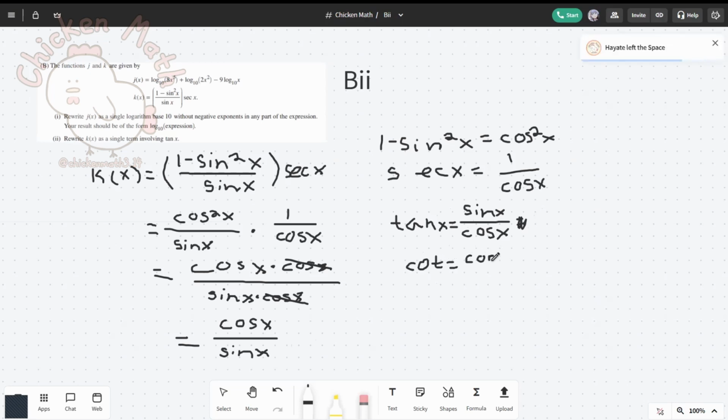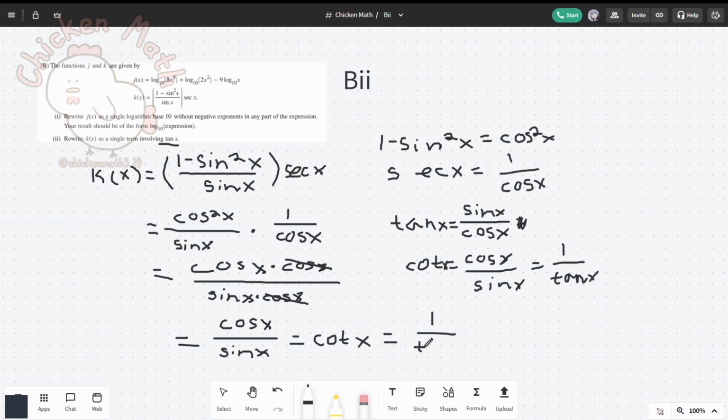Again, this is just for pointers. Cosine x over sine x. And that's what we have right here. So this is going to be cotangent x. All right. But we need our k of x term to involve tangent, but right here we have cotangent. Well, cotangent is just the reciprocal of tangent. 1 over tangent x. So if we just made this the reciprocal of tangent, we just get 1 over tangent x. So now k of x is a singular term. There's only one term, and it involves tangent x, nothing else. And that's how you do B2.